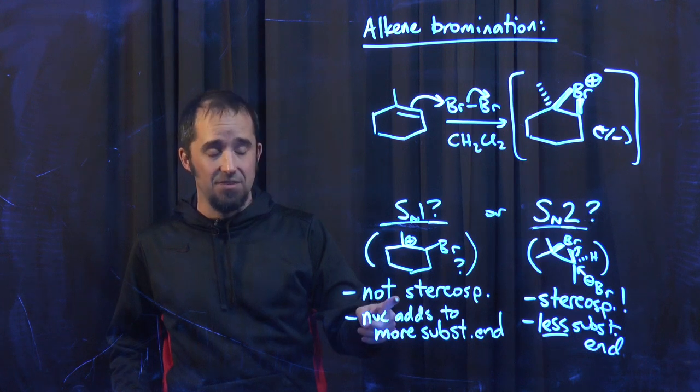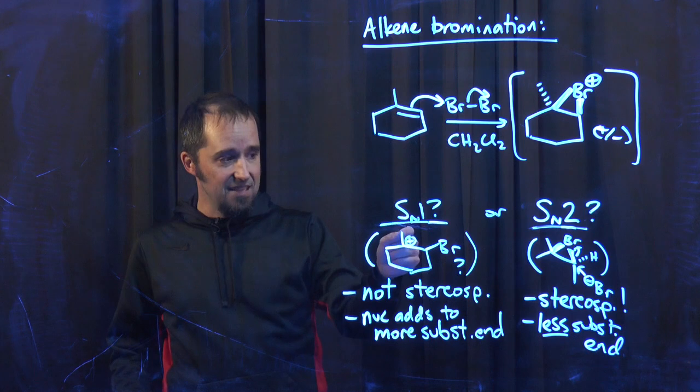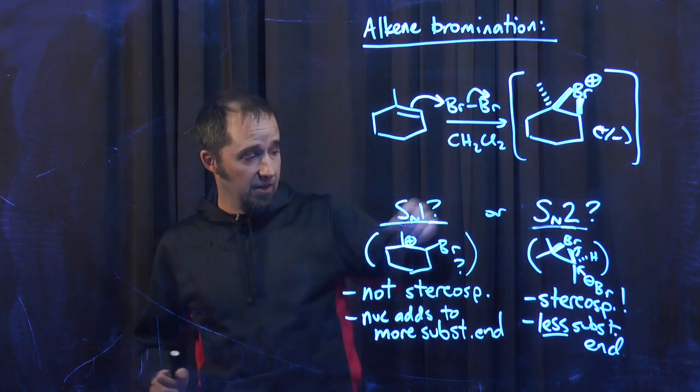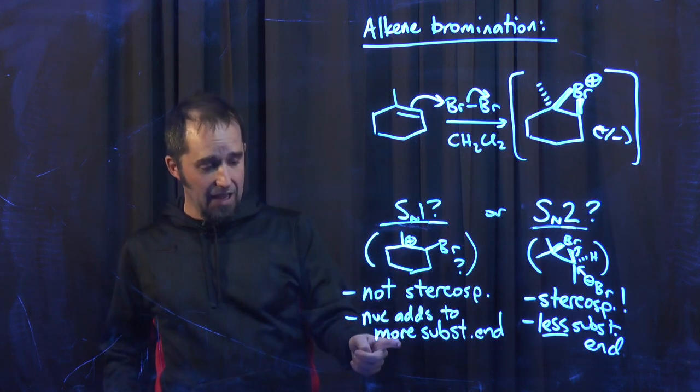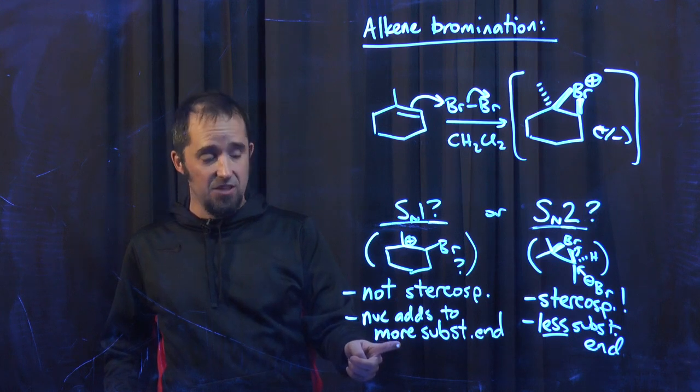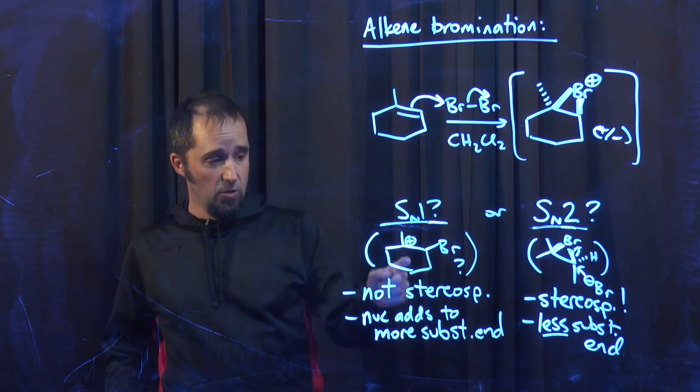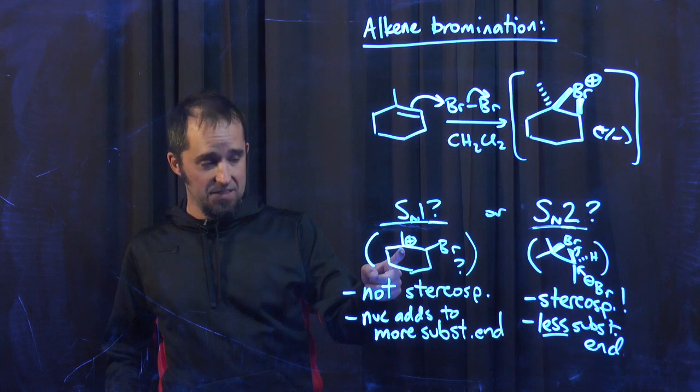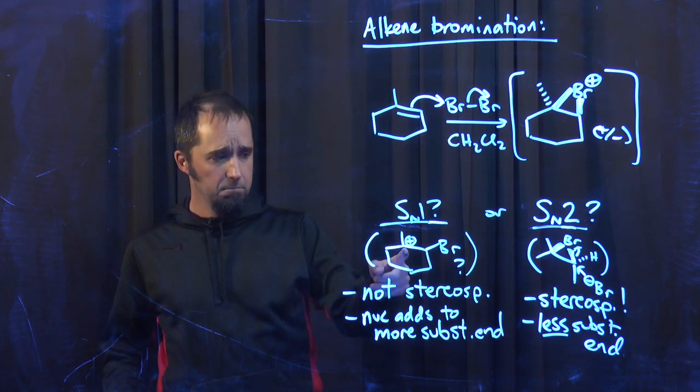I'll get a mixture of diastereomers. I also know that the thing that adds second, again, in our case is Br minus, is going to add to the more substituted end of the alkene, which is to say here, right? The second bromine is going to go right there.